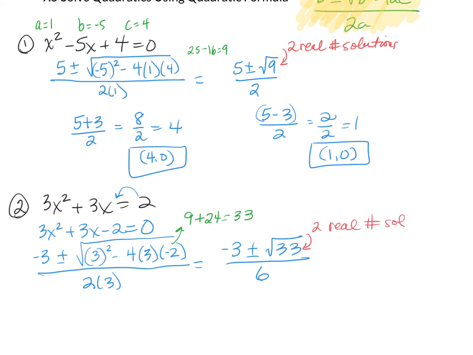But square root of 33 is not pretty. It's not going to reduce. I can't factor it down into anything reducible. So this is my simplest radical form. And that's how I need to leave my answer. So my answer will look just like this, okay? Don't try to reduce it, leave it just like that.